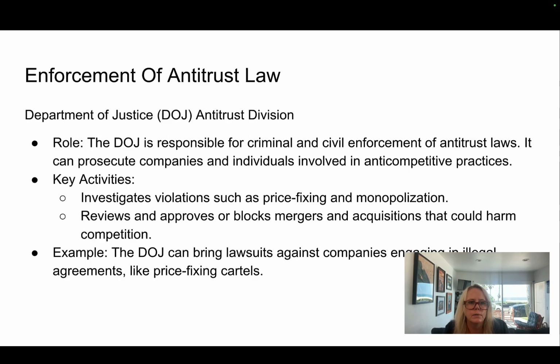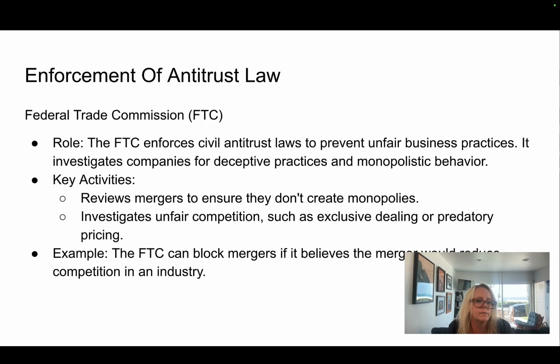In terms of enforcement, the Department of Justice has the Antitrust Division, which is responsible for civil and criminal enforcement of antitrust laws. They investigate violations and, as I said, review mergers, and they can bring lawsuits against companies engaging in illegal agreements like price fixing. The FTC reviews mergers to make sure that they don't create monopolies and investigates unfair competition, such as exclusive dealing or predatory pricing. The FTC has the ability to block a merger if it believes the merger is going to significantly reduce competition.